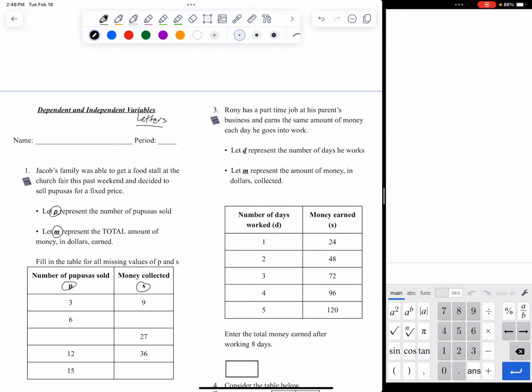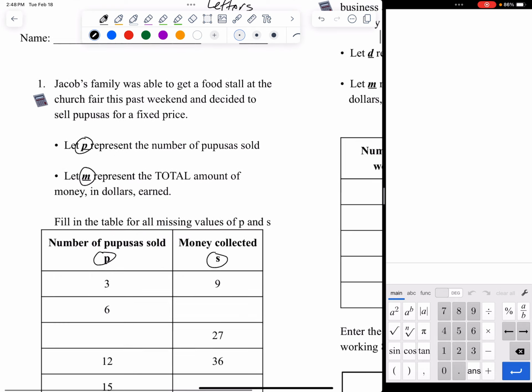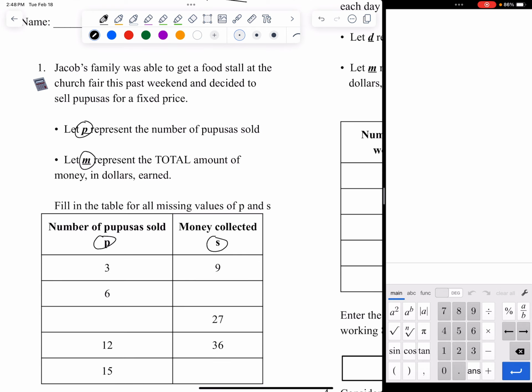Now that I got my head on straight a little bit, I can see what I'm probably going to be doing. So let's start with Jacob's family, who was able to get a food stall at the church fair this past weekend and decided to sell pupusas for a fixed price.